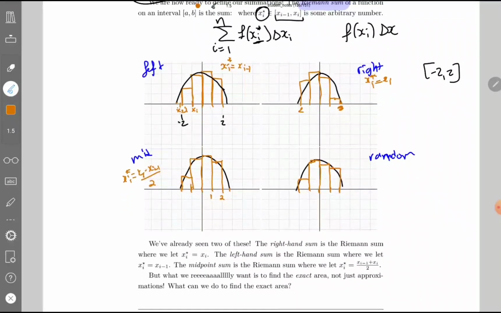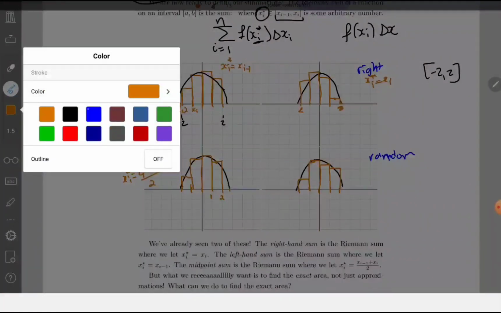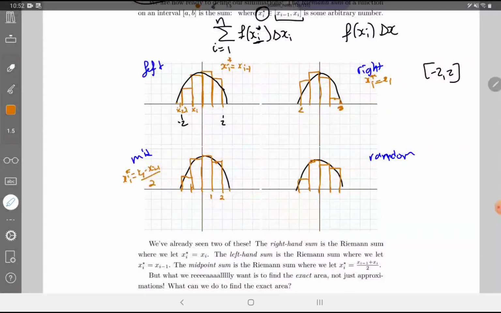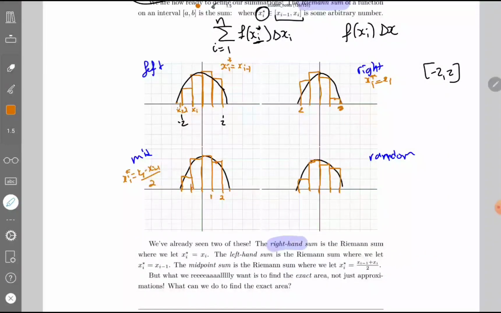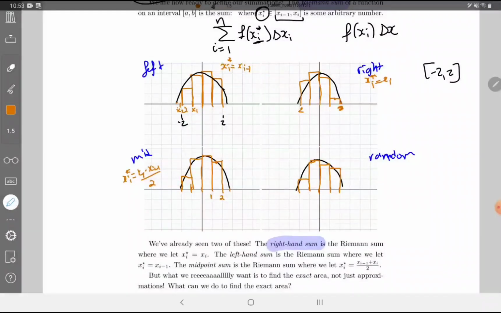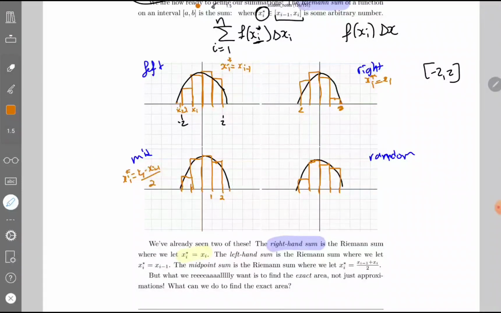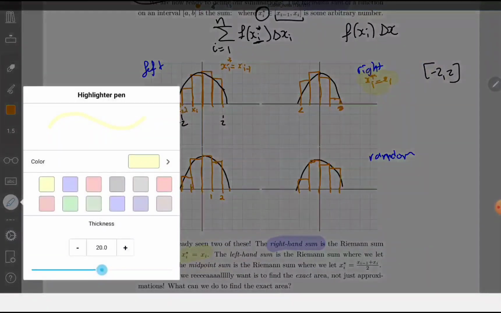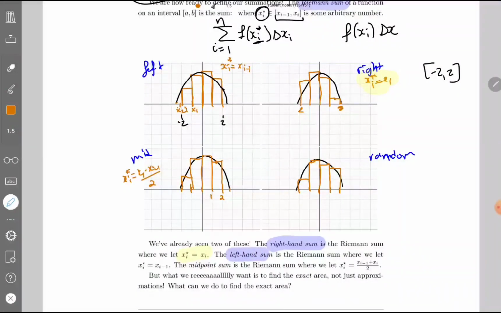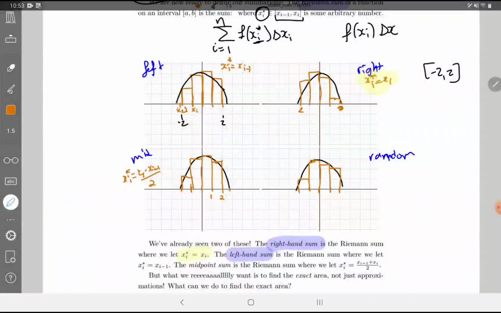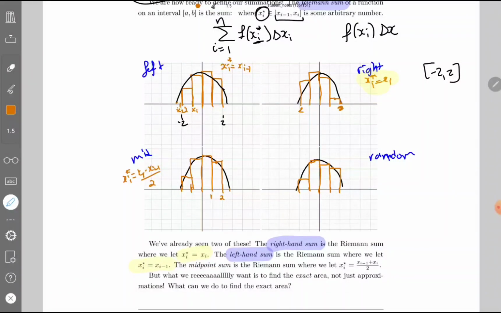And so we have these, and we actually have names for these. The right-hand sum is the Riemann sum where we set xi star equal to xi, right? So we did this already up here. Similarly, we can do the same thing with the left-hand side. The left-hand sum is the Riemann sum where we let xi star be the left-hand endpoint.